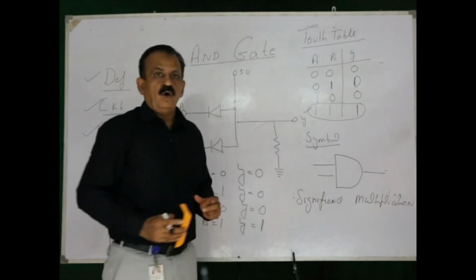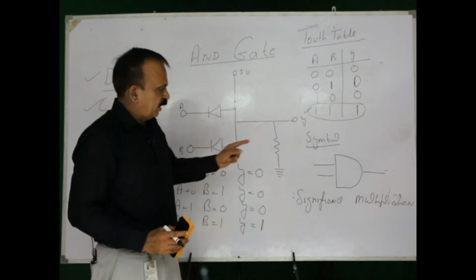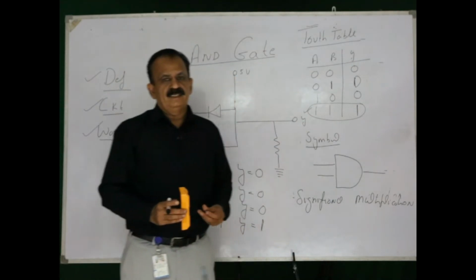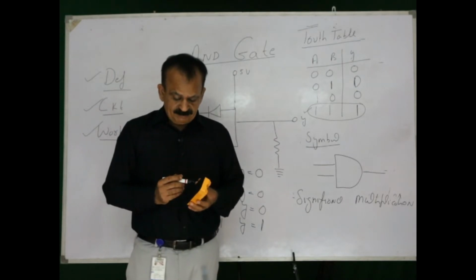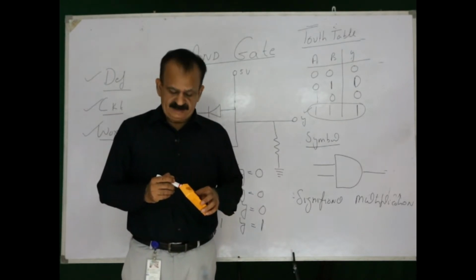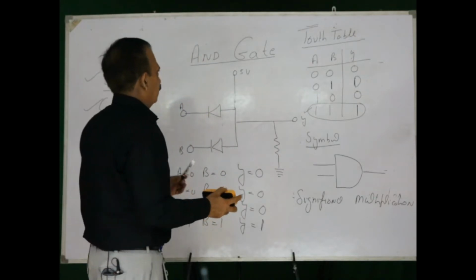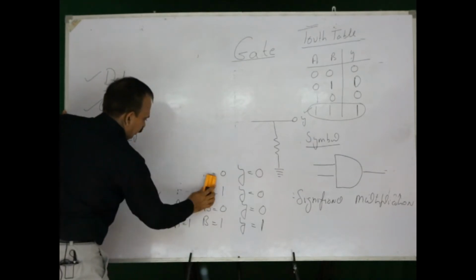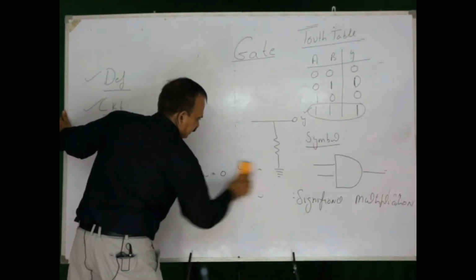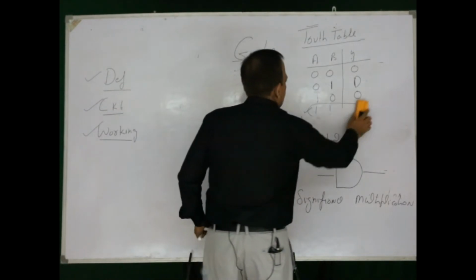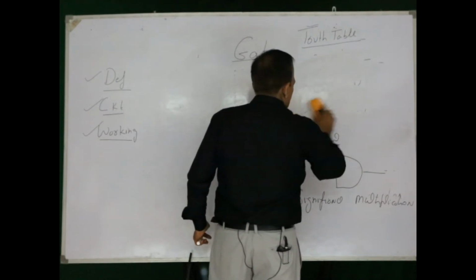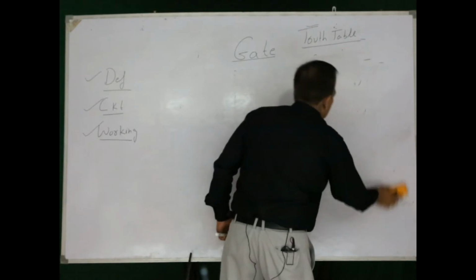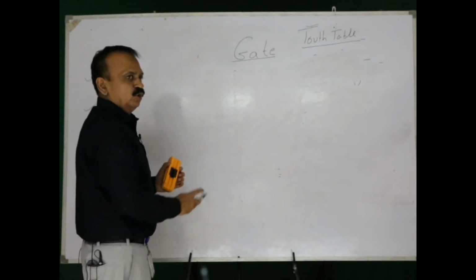As I said, OR gate indicates addition, and now AND gate represents multiplication in Boolean algebra. So, by this time I discussed two gates, one is AND gate and the other one is OR gate. OR gate represents addition in Boolean algebra and AND gate represents multiplication in Boolean algebra. Now, next in the sequence is NOT gate, which we will be discussing today, and the gate is NOT.